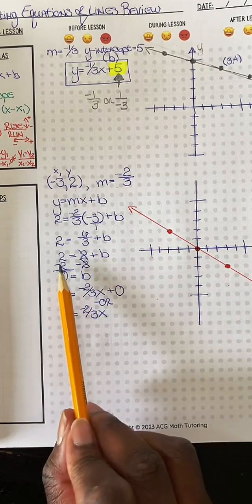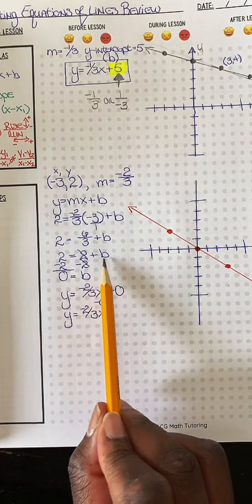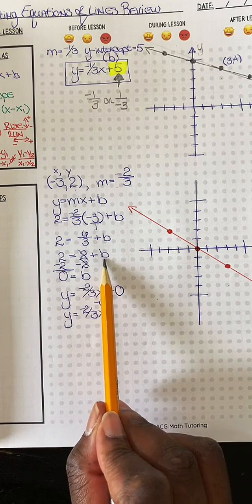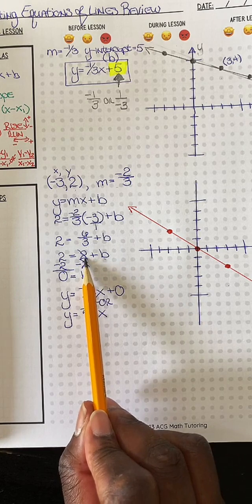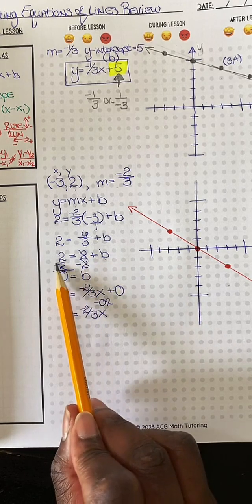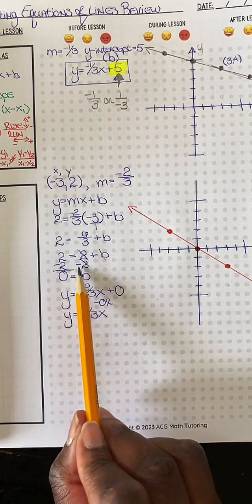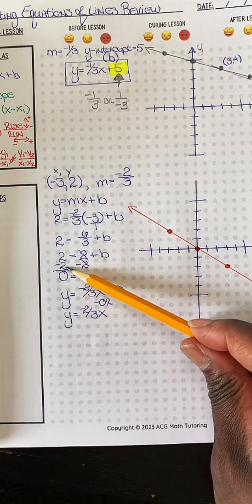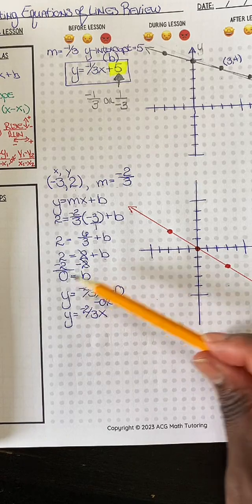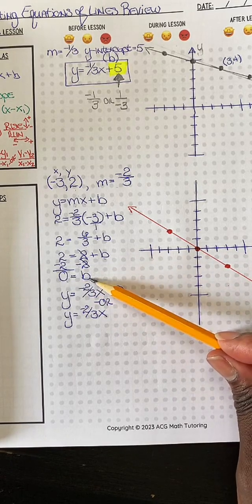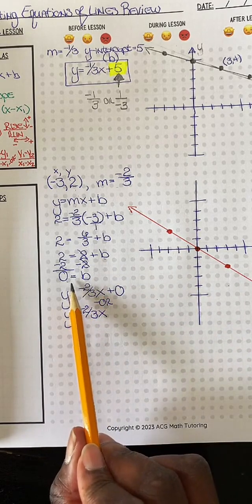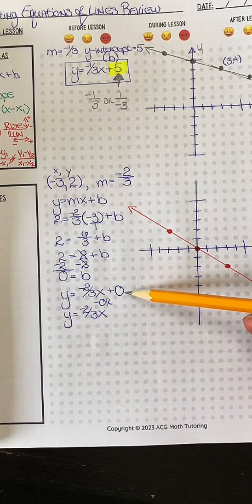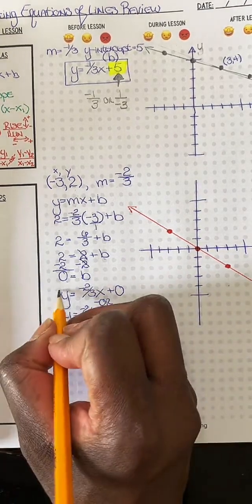So now we have 2 equals 2 plus b. Since we're trying to find what b is, we have to do the opposite. We need to move this 2 to the other side, so we will subtract the 2 on both sides. 2 minus 2 gave us 0, so our b equals 0. So our y-intercept equaled 0. But you can write it one of two ways.